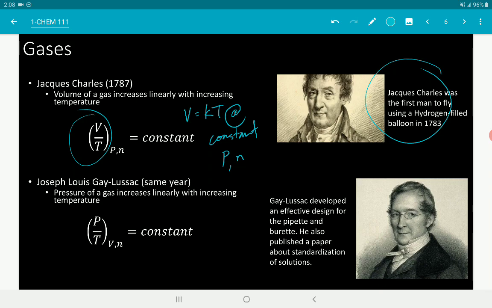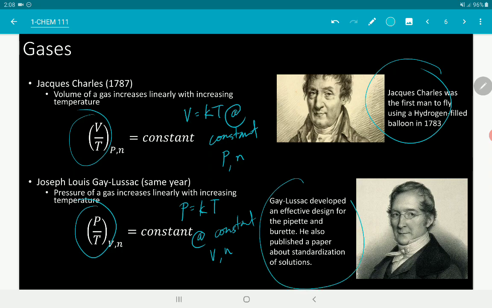Okay? So, next is Joseph Louis Gay-Lussac. He discovered the Gay-Lussac's law. Okay? Pressure is directly proportional to the temperature at constant volume and number of moles. So Gay-Lussac developed the effective design for pipette and burette. He also developed the method of standardization.